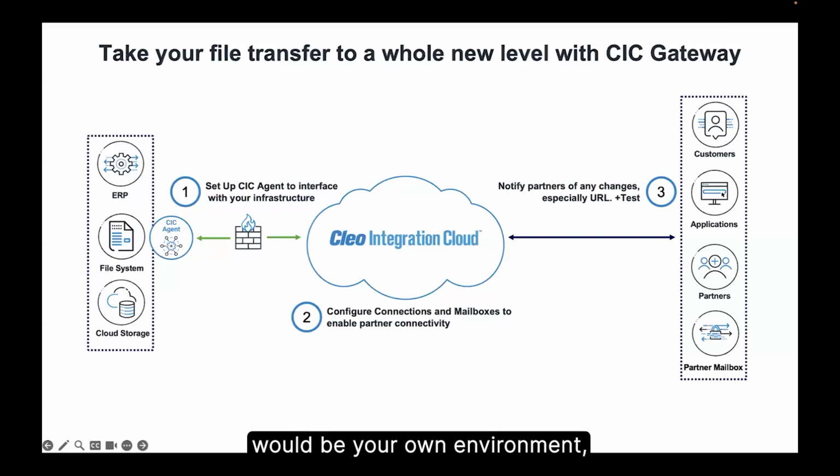So that would be set up. It'd be your own environment where you get your own URL, so it would now be customerabc.cleointegration.cloud. So from a setup perspective, really straightforward. If the customer does any kind of IP whitelisting, for example, same thing. They just need to update the whitelisting configurations on their side.